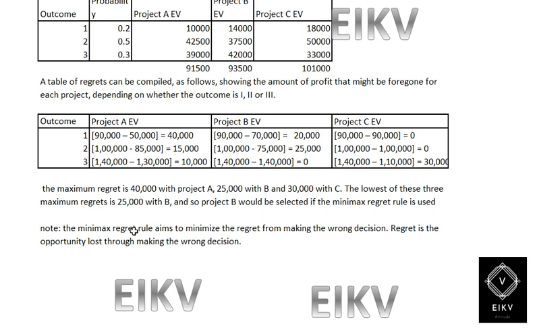Note the minimum regret rule aims to minimize the regret from making the wrong decision. The regret is an opportunity lost through making a wrong decision. So here with the minimum regret rule, when we compare 40,000 for project A, 25,000 for project B and 30,000 for project C, we can find that 25,000 is much lesser than the other two alternatives. So for the minimum regret rule, it is better to choose project B.